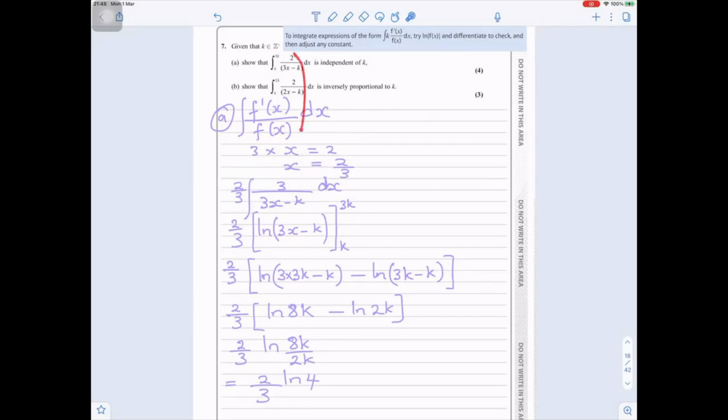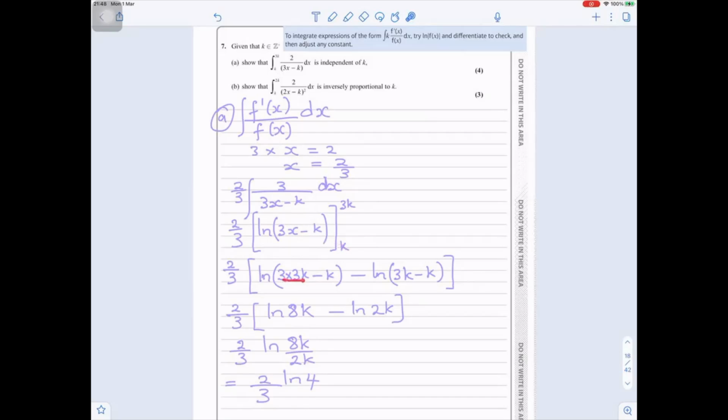And now the top will change to 3. The denominator will stay the same. Now when you integrate, you use this formula. That just gives you ln of 3x minus k, and we're integrating from 3k to k. Substitute 3k for x. Wherever I see x, you substitute 3k, and we will simplify that. And then we also substitute k for x.